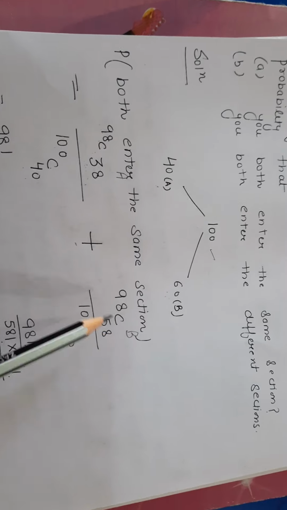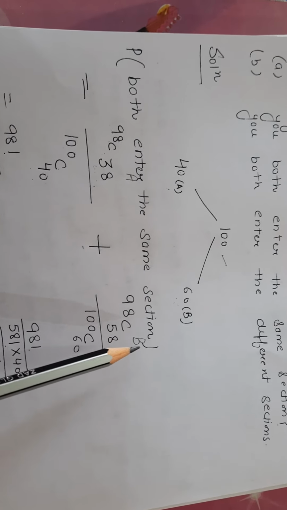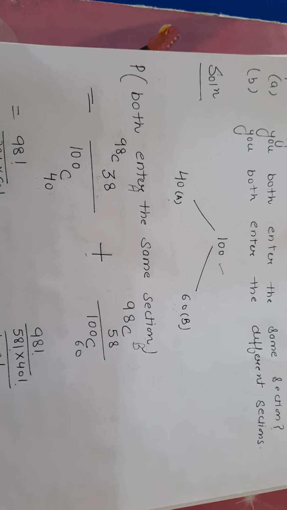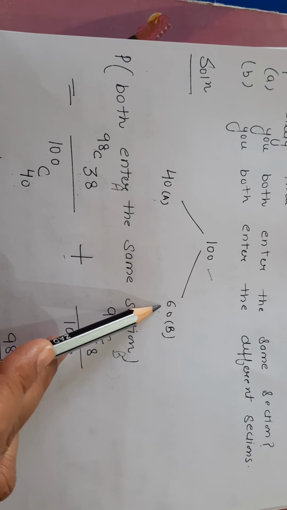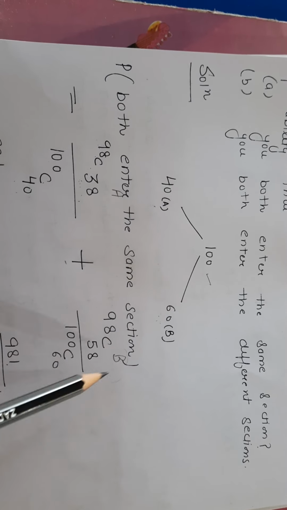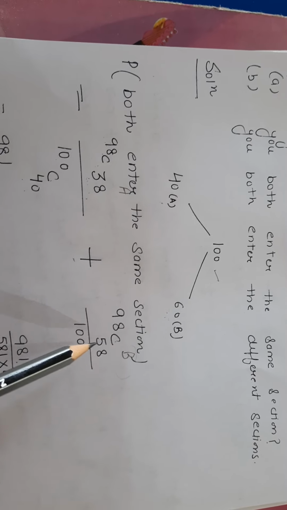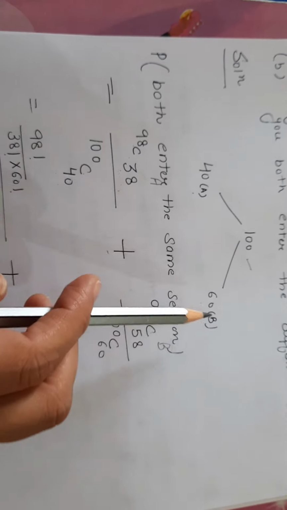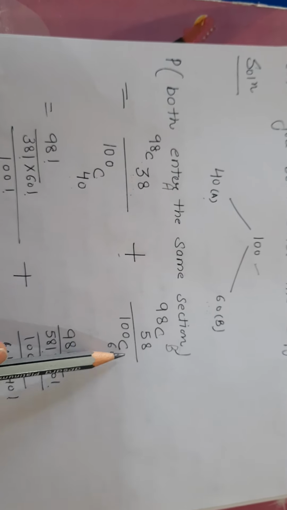Or means addition. You and your friend both enter section B. Now from 100 we have 2 students which are already in section B, and in section B you have to select 60. 2 are already there. That means from 98 now you have to select 58. So this is 98 C58 divided by the total outcome of sample space. For section B, from 100 you have to select 60. So this is 100 C60.